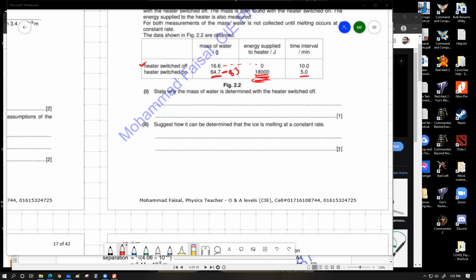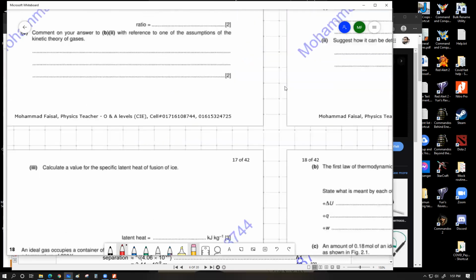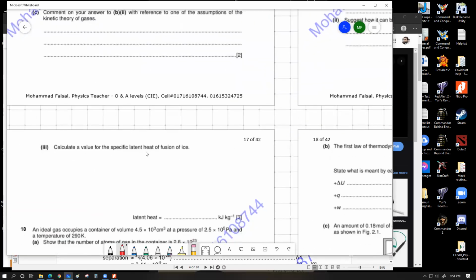Okay. So number two, explain how it can be determined that the ice is melting at a constant rate. This is actually pretty simple. We observe the dripping of the water, and when the water falls down at a visibly uniform rate, then we understand that the ice is melting at a constant rate. The language you can look up in the mark scheme and try to make sense of it, which is pretty simple. Calculate a value for the specific latent heat of fusion of ice.